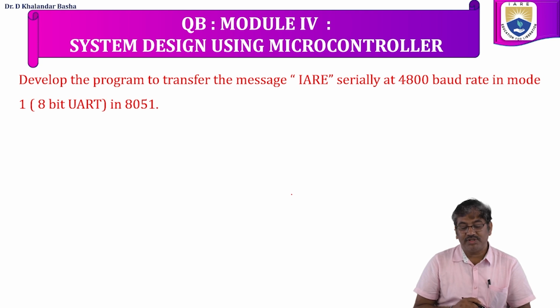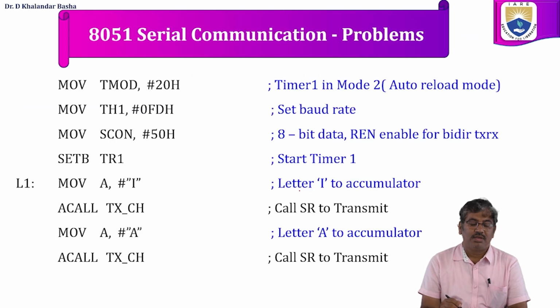Develop the program to transfer the message IARE serially at 4800 baud rate in mode 1, that is 8-bit UART, in the 8051 microcontroller. For generating the given baud rate, we have to load TMOD with 20H, and as it is the auto-reload mode, loading only TH1 with FAH is sufficient. SCON is loaded with 50H. To start the timer, set bit TR1.